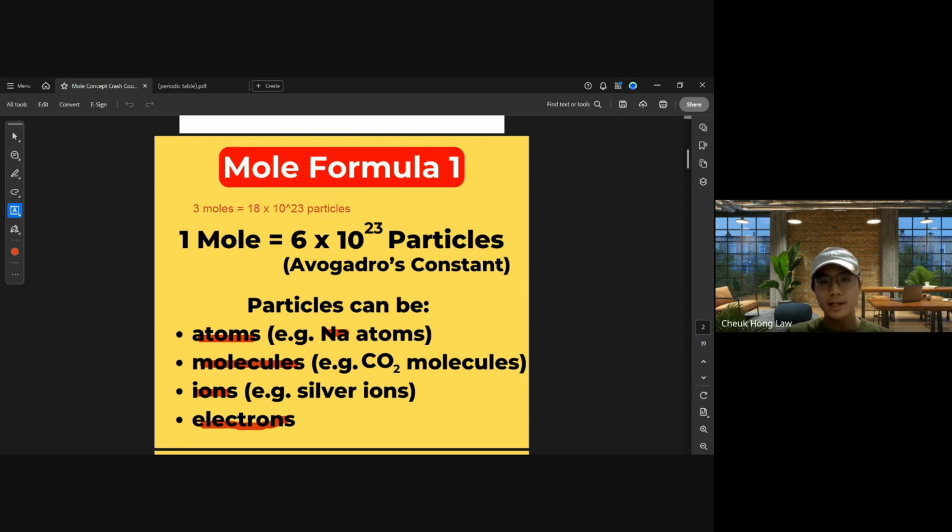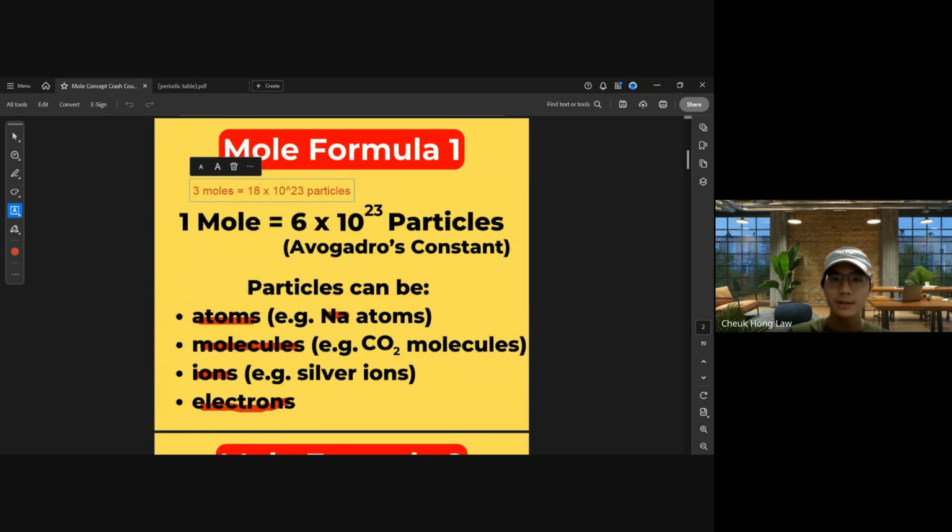Okay, so if the question asks you what is the number of particles of a certain substance, first you need to find the number of moles. Okay, then once you know the number of moles, you just multiply it by 6 times 10 to the power of 23 to get the number of particles. Okay, so 3 moles of something equals to 18 times 10 to the power of 23 particles. Okay, then again, particles can be atoms, molecules, ions, or electrons. Right. So usually this mole formula is very rarely tested, but it's still important to keep in mind.